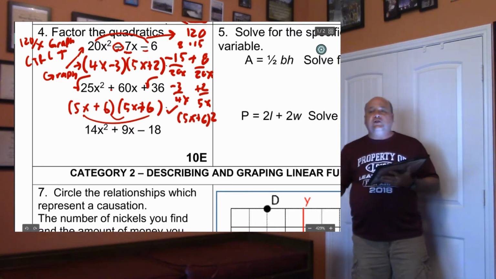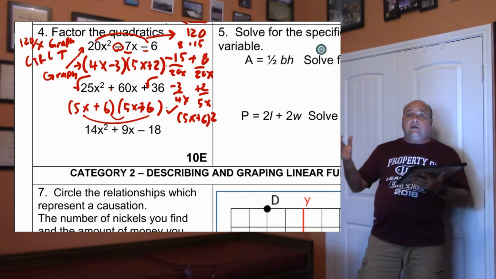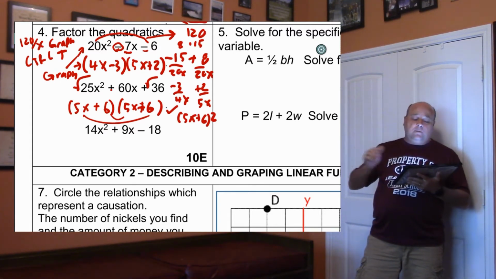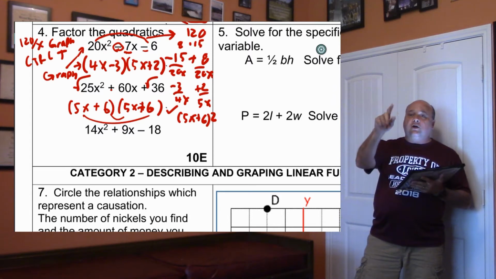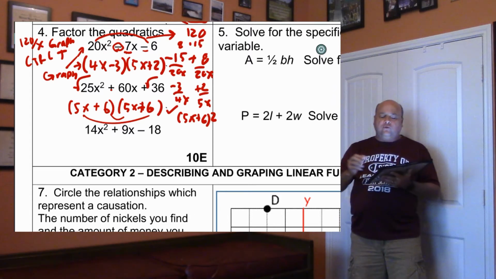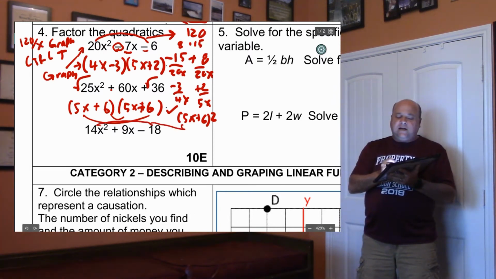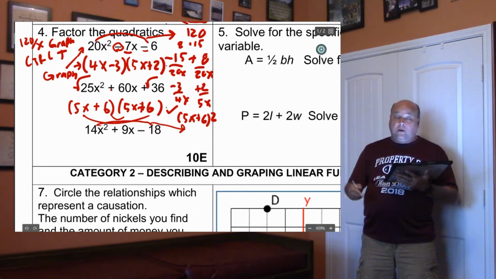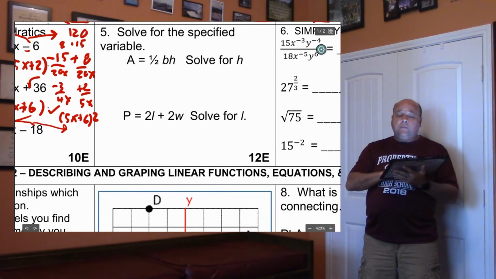I'm going to let you do this one on your own. It's going to get really big. 14 times 18 is a big number. You got to subtract to get 9. You're going to graph it, hit Control-T, see if you can do that. First step is to do 14 times 18. You can do that on your own. Won't be easy. See if you can do it.